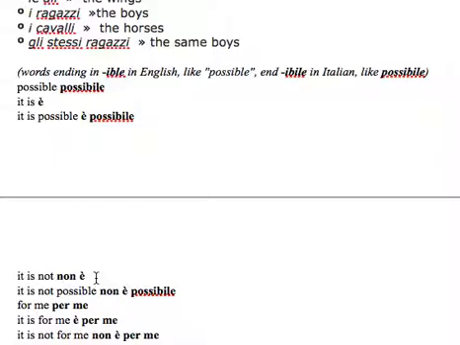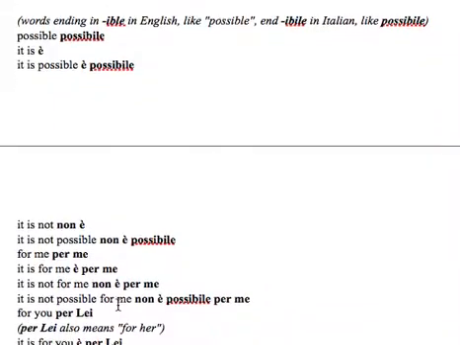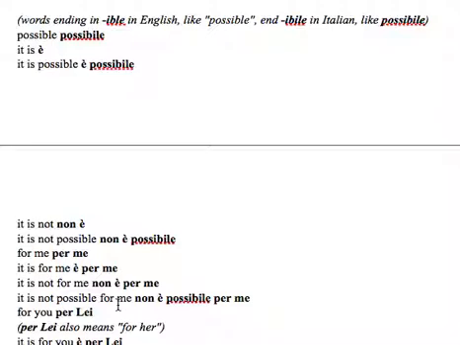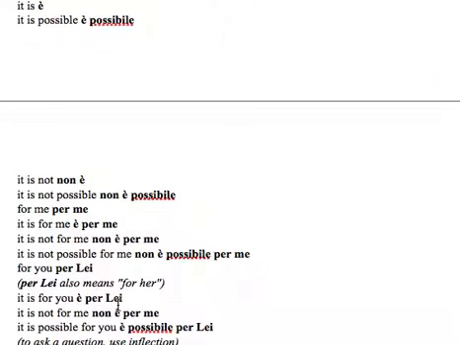For me, per me. Okay, don't say me. For me, per me. It is for me, è per me. It is not for me, non è per me. It is not possible for me, non è possibile per me. Non è possibile per me.